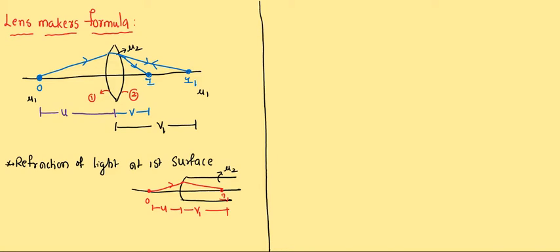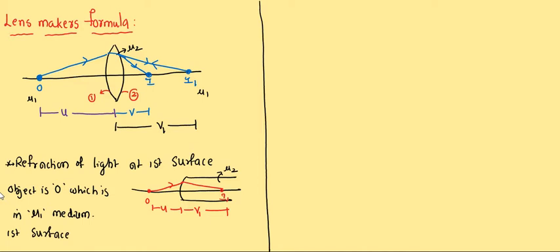Now, based on the refraction at the first surface, for the first surface, the object is O, which is in a medium whose refractive index is mu1. And the first surface forms the image.